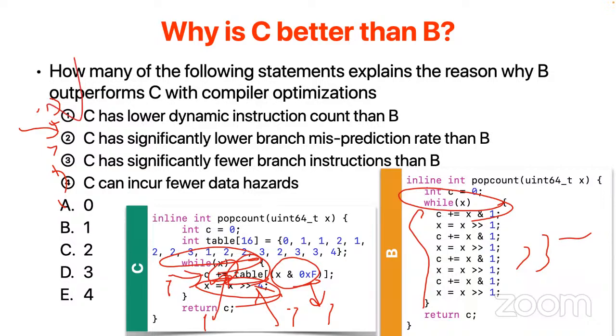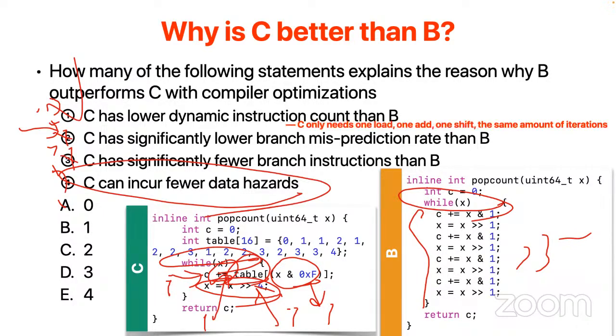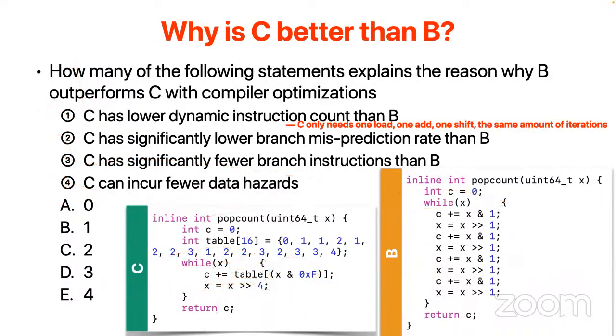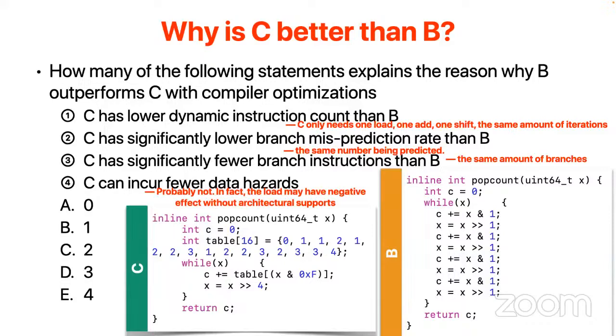How about the misprediction rate? It's the same, the same amount of branch instructions. How about data hazards? Should be pretty much the same. So if you look at the answer that I will put, first of all, only 1 is the right answer.